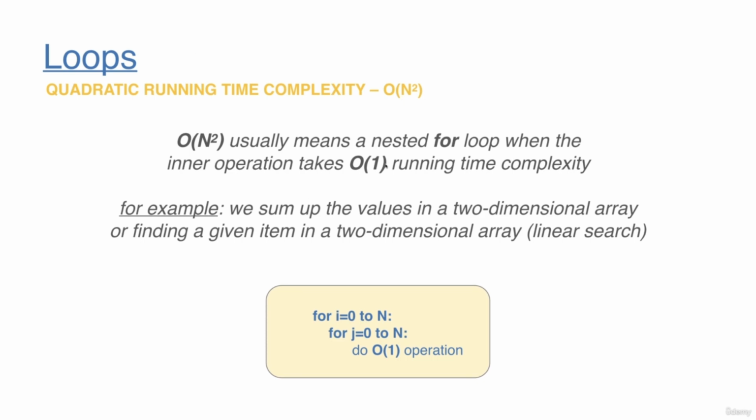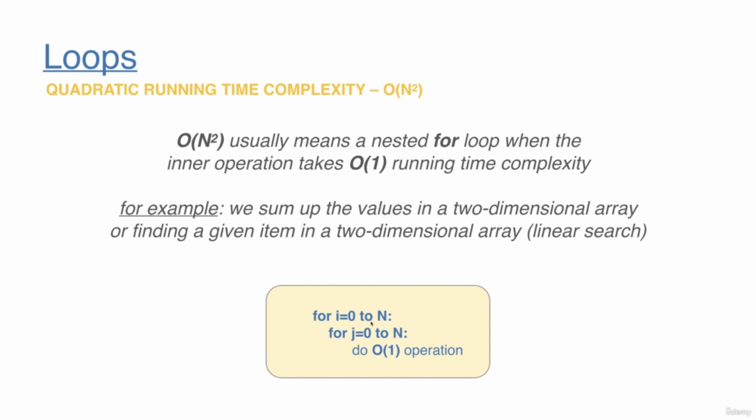Quadratic running time complexity means that the running time scales quadratically with the input. So if we double the input size, then we end up with 4 times the original running time. If we multiply the input size by 10, then the running time will be multiplied by 100. And usually it means a nested for loop.